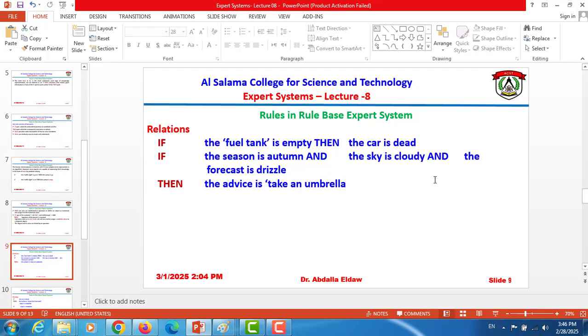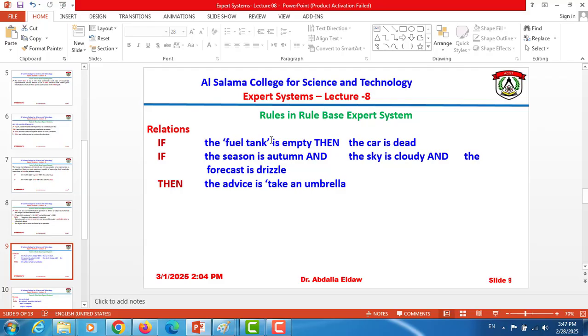Also, if-then rules can be used with relations. For example, if the fuel tank is empty, then the car is dead. That means if the tank does not include fuel, that means it is empty, and then the car will not go. This is logical and understood by humans, but we can easily convert this text to symbols.